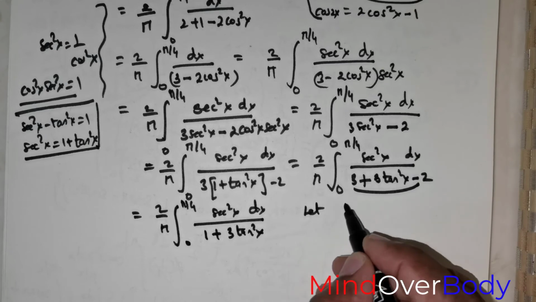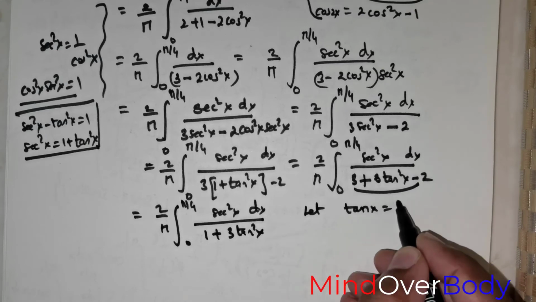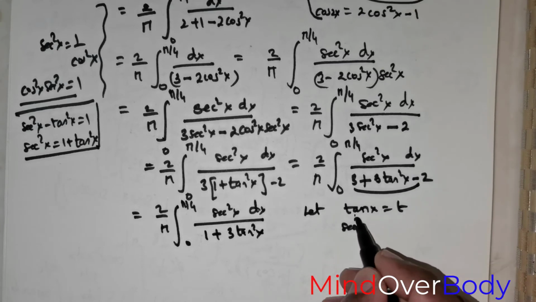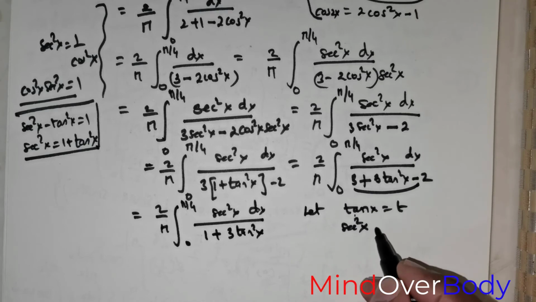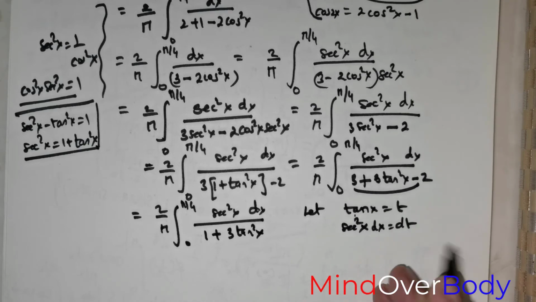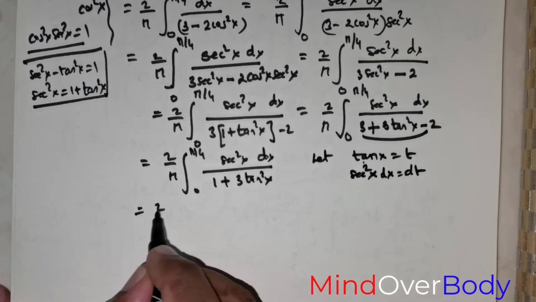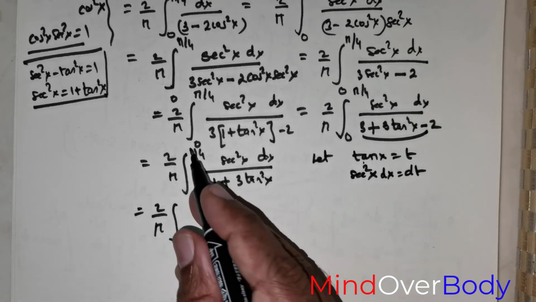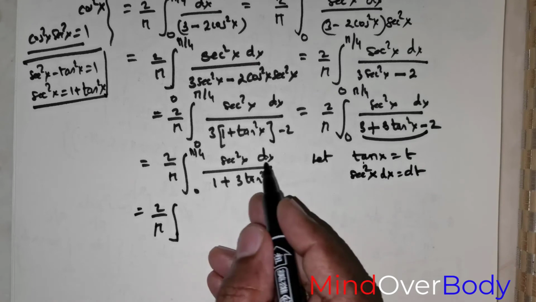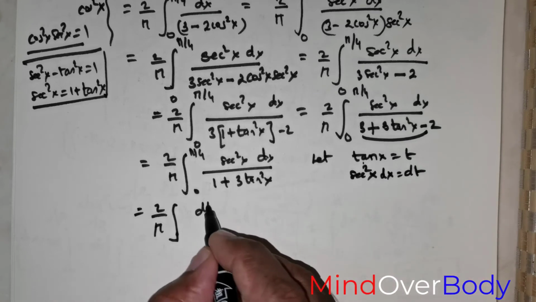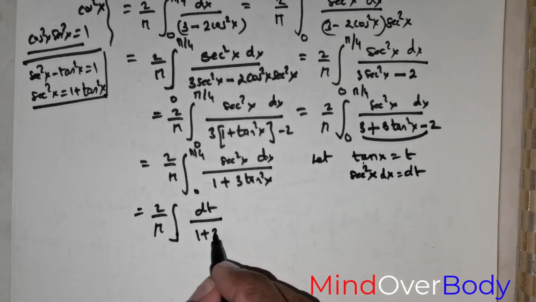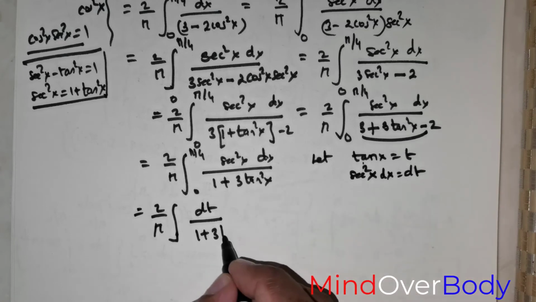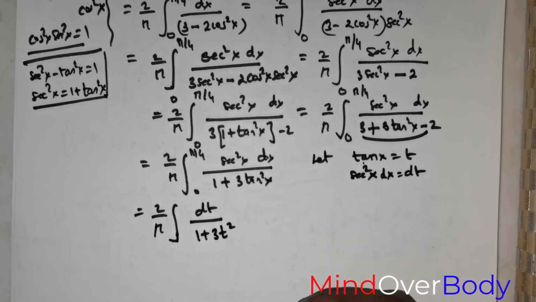So I'm going to say let tan x be equal to t. Differentiating, I get secant squared x dx is equal to dt. So this is equal to 2 over pi. I'm not going to touch the limits as now. So secant squared x dx is going to be dt divided by 1 positive 3 times tan x is t. So it's going to be t squared.